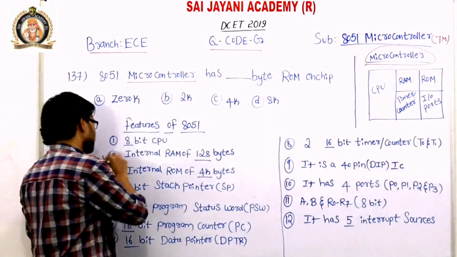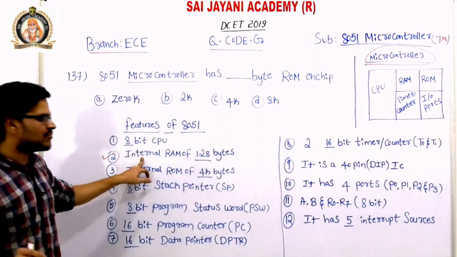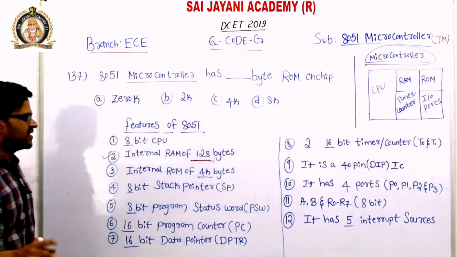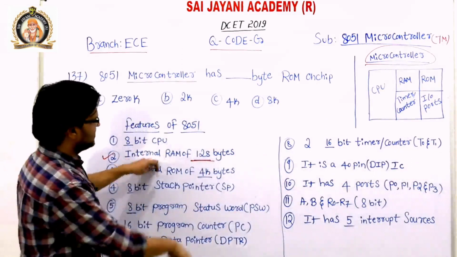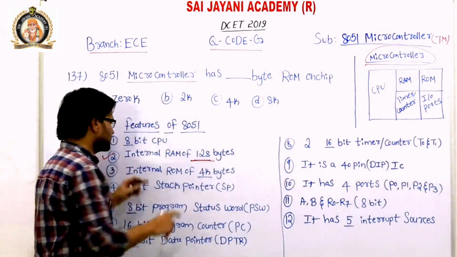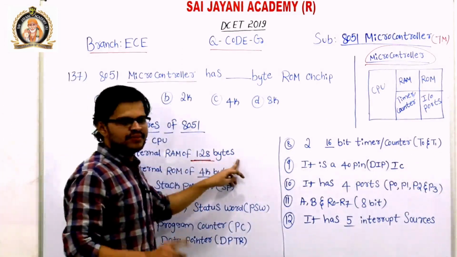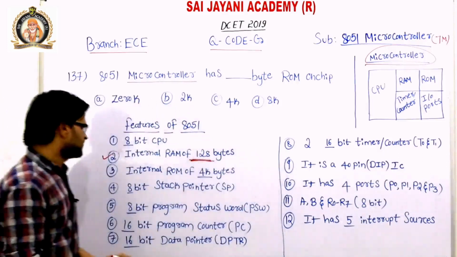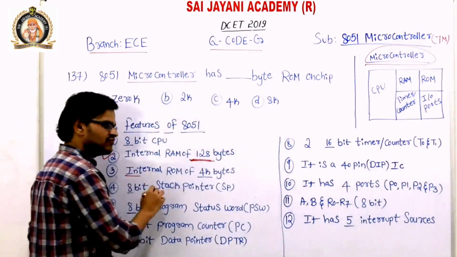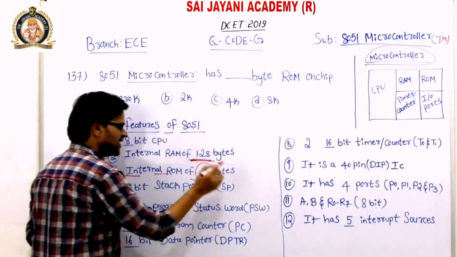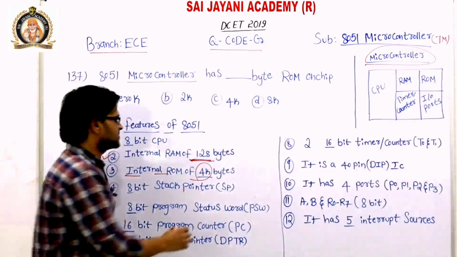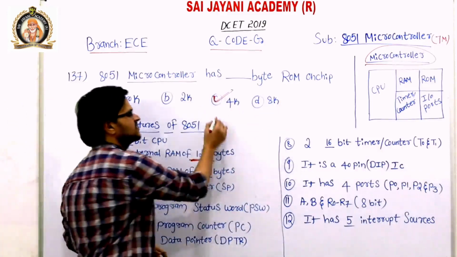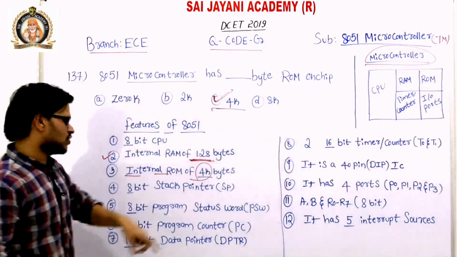The second feature is it has the internal RAM of 128 bytes. Remember 128, because every year they ask these features only. The 8051 has internal RAM of 128 bytes. Similarly, the 8051 has internal ROM of 4K, that means 4 kilobytes. So, the right option is the third one, that is 4K bytes of on-chip ROM.